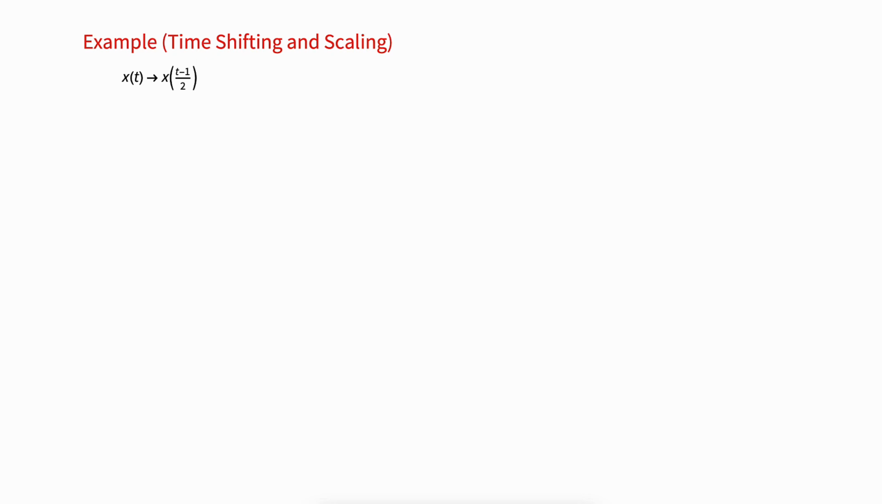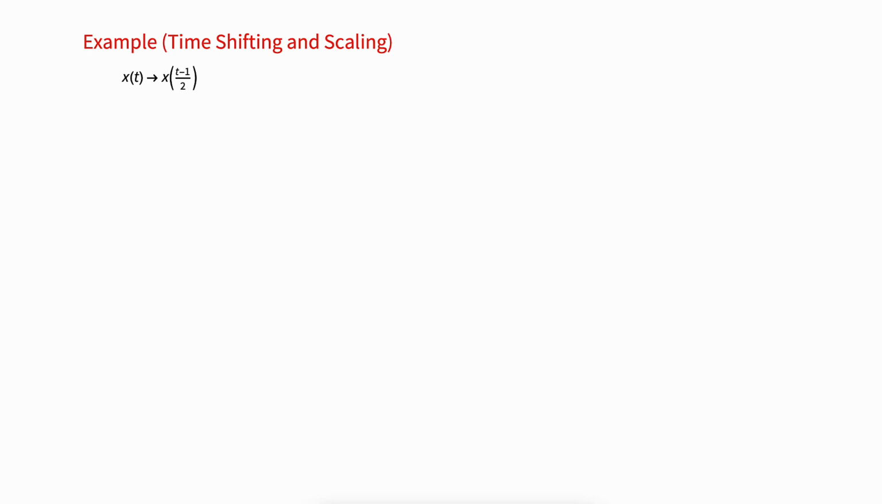For the second example, consider this operation, which is basically again a combination of two operations. First, one is subtracted from t, time shifting. The signal will be shifted to the right, and then multiplication by 1/2, time scaling. Since 1/2 is less than 1, the signal is expected to expand in time.